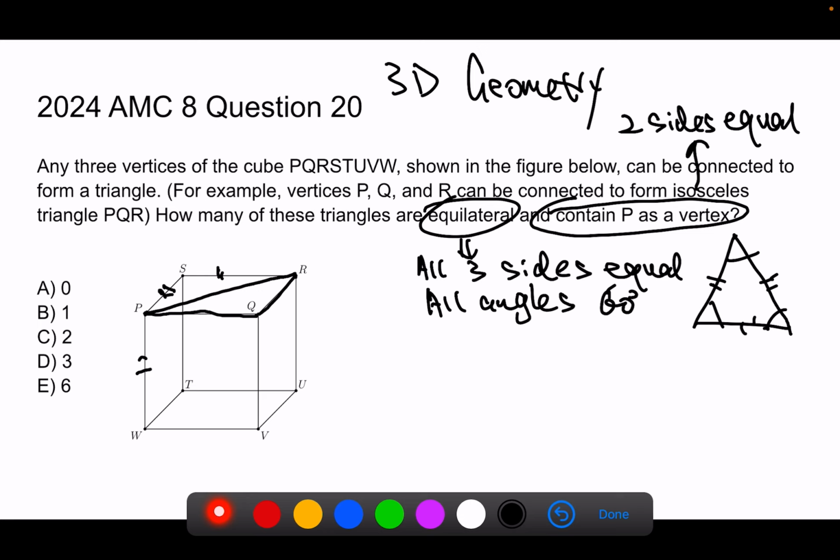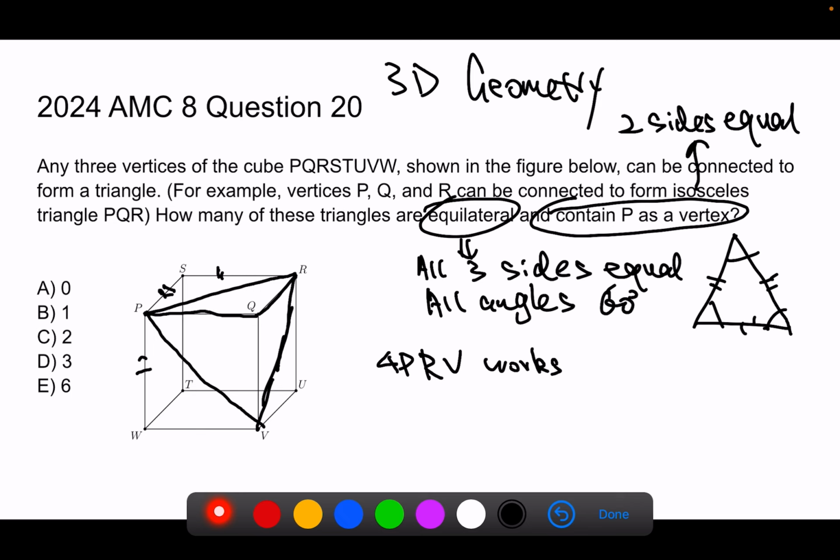Instead, one example that works, and again, this is where you leverage some easier part of the picture. For example, to get one thing that works, I'm able to say PRT seems to be working. Well, PR is a diagonal of the top face. PV is a diagonal of the front face. And RV is the diagonal of the right face. So triangle PRV works.